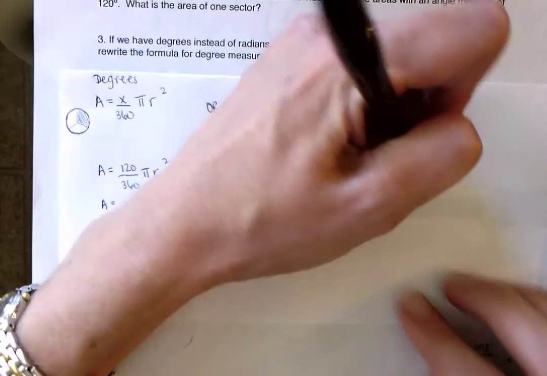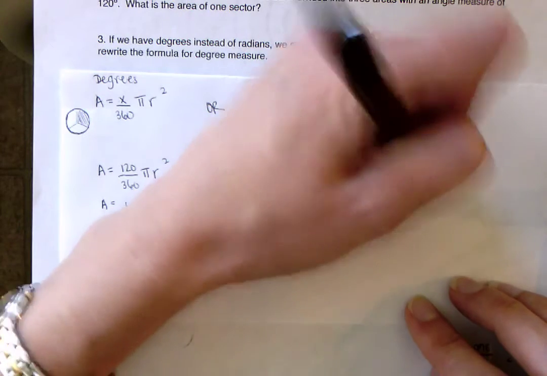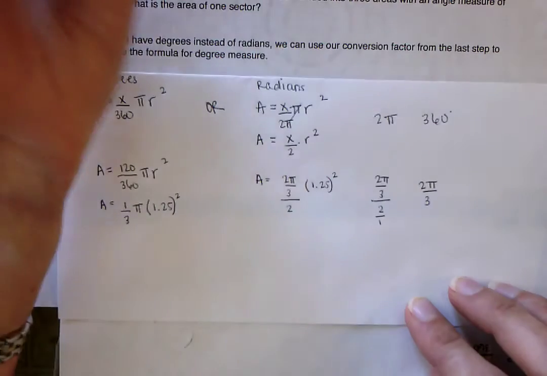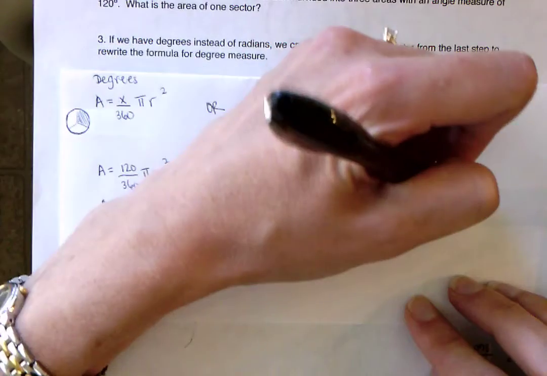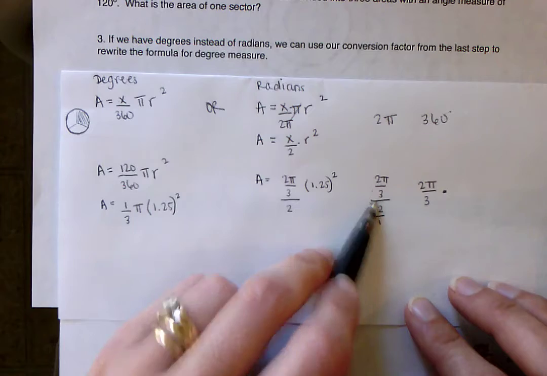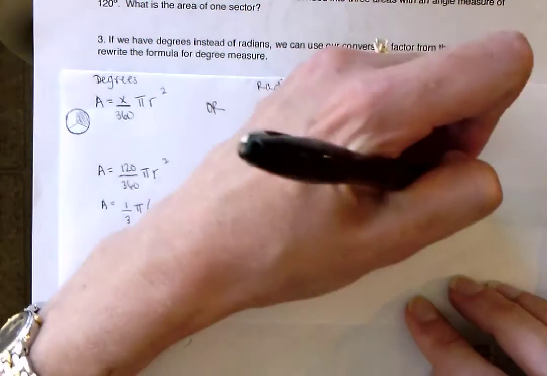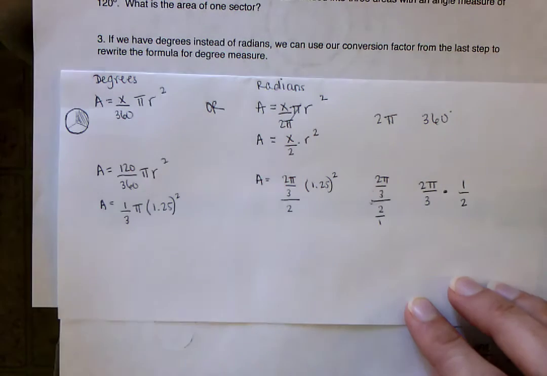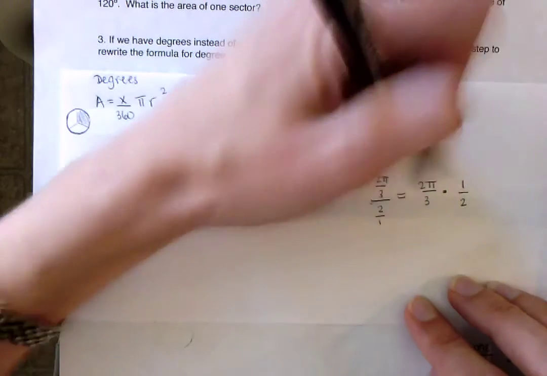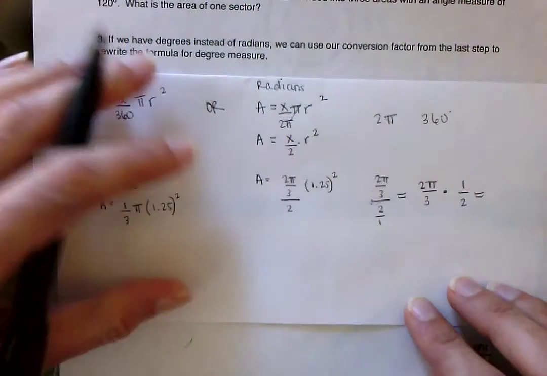And just remember, if you keep the top the same, change the division to multiplication. So keep, change, and then flip the bottom one. So it was 2 over 1, now it's going to be 1 over 2. So now that'll help me simplify this.